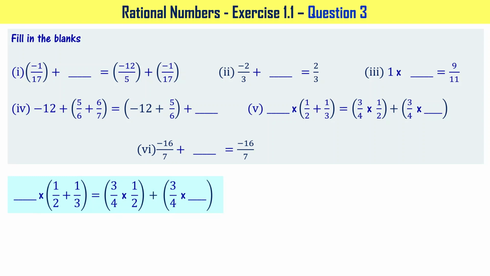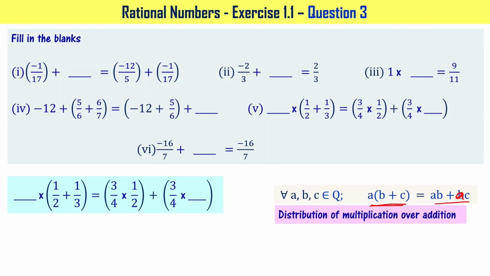Dash times 1 by 2 plus 1 by 3 equal to 3 by 4 times half plus 3 by 4 times dash. We know that for all a, b, c belong to Q, a times b plus c equal to ab plus ac, right? This is a. So what we have learned is a times b plus c equal to ab plus ac. This particular property is called distributivity of multiplication over addition, right?